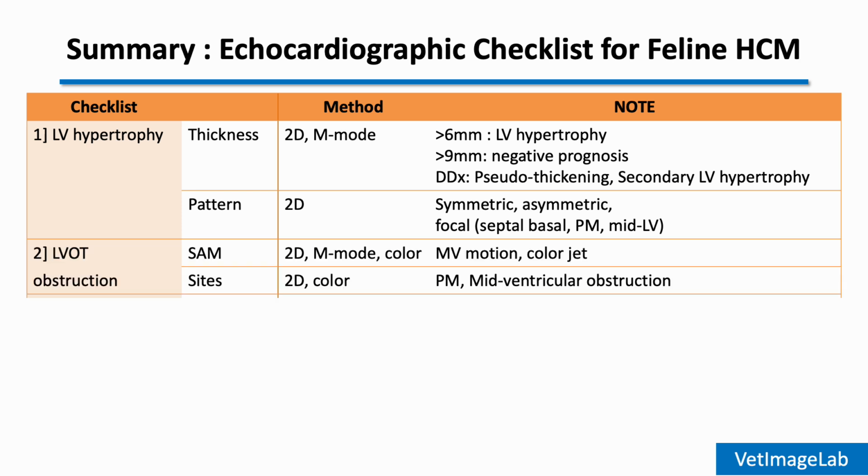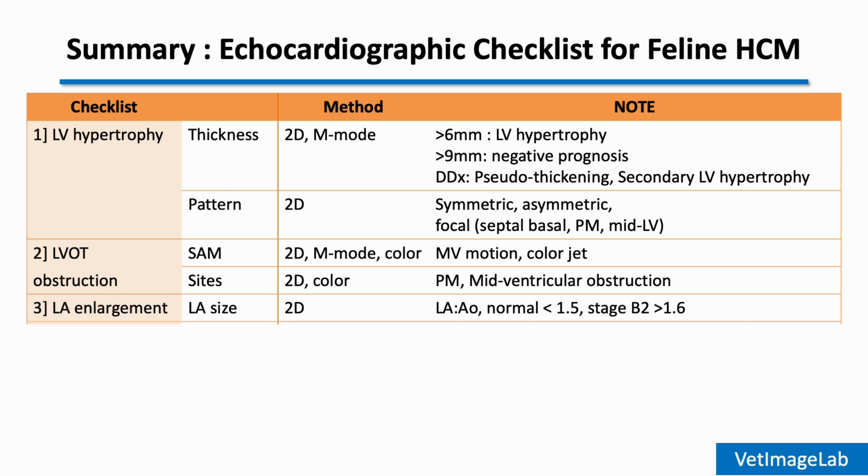Second, check for LVOT obstruction. Look for systolic anterior motion of the mitral valve on M mode and color Doppler. Also check the papillary muscles and midventricular obstruction. Third, assess left atrial size. A normal LA to AO ratio is less than 1.5, and values above 1.6 indicate stage B2.